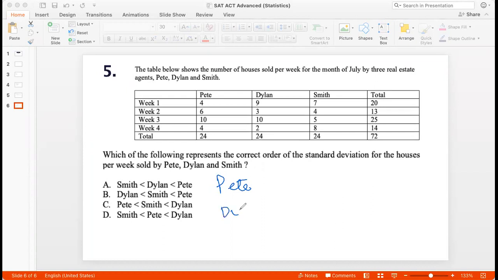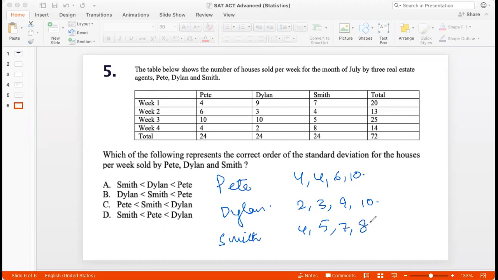So there is Pete, there is Dylan, and there is Smith. So Pete has 4, 6, 10, and 4. Let me actually write it in ascending order so that we can analyze it better. So for Pete, it is 4, 4, 6, 10. For Dylan, it is 2, 3, 9, 10. And for Smith, it is 4, 5, 7, and 8.